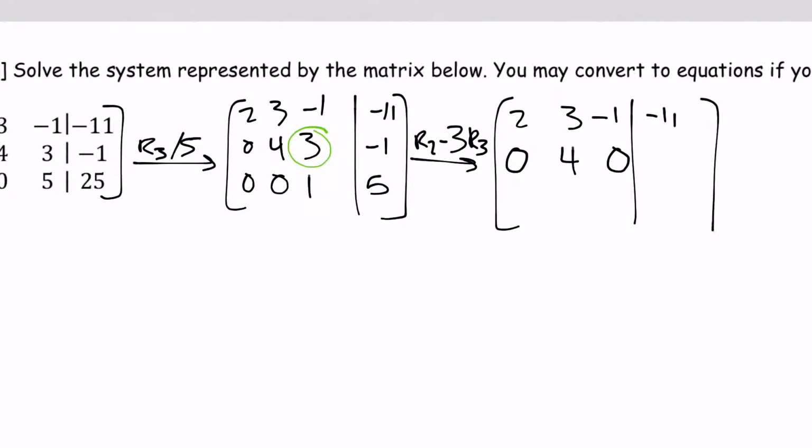I need to figure out what I get when I do this operation. I'm taking row 2 and subtracting 3 of row 3. So for that last column, I need to take that negative 1 and subtract 3 times that 5. So I'm subtracting 15, and negative 1 minus 15 is negative 16. So I get a negative 16 right there, and I get a 0, 0, and a 1, and I still have that 5 right there.